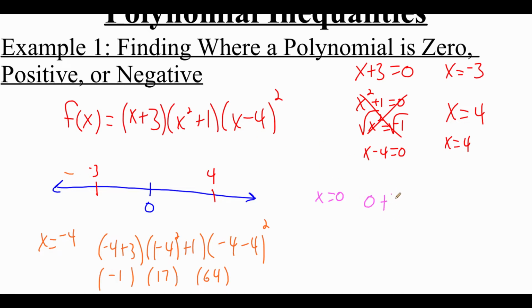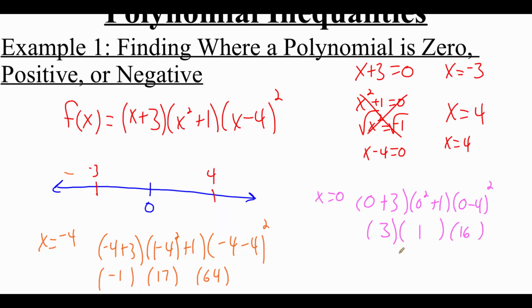So I would get 0 plus 3, and then I would get 0 squared plus 1, and then I would get 0 minus 4 squared. Now in the front here, 0 plus 3 is 3. In the middle, 0 squared is 0 plus 1 is 1. And on the back end, 0 minus 4 is negative 4. But if I square that, I get 16.